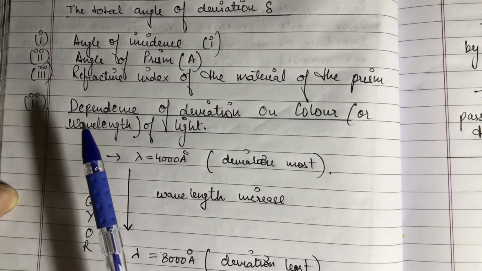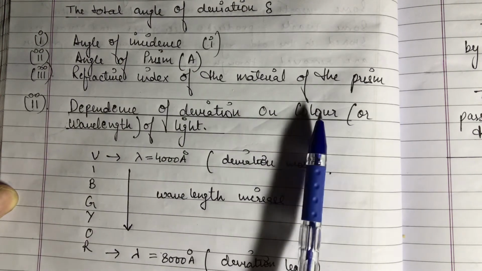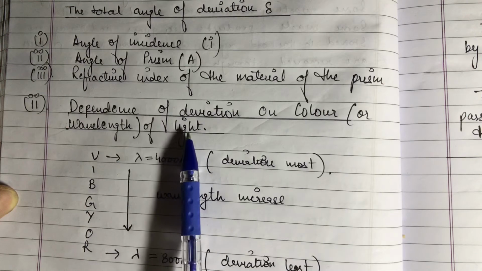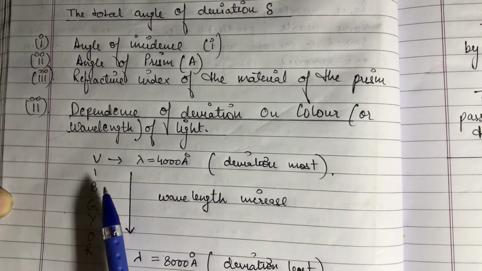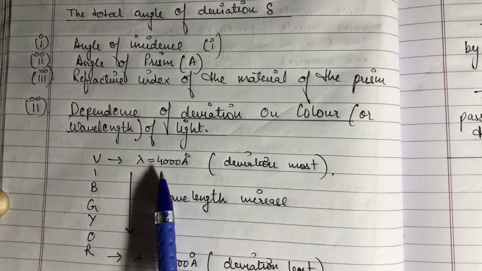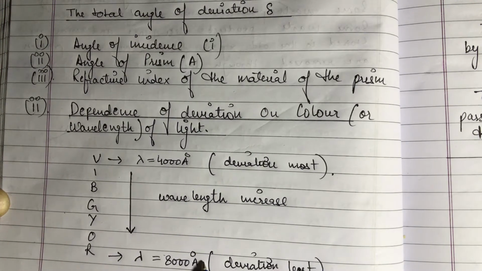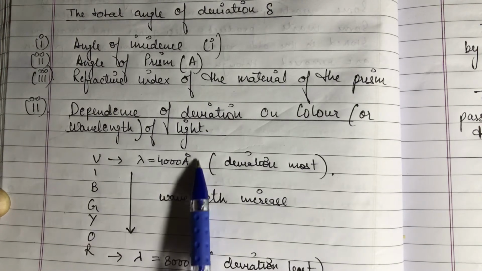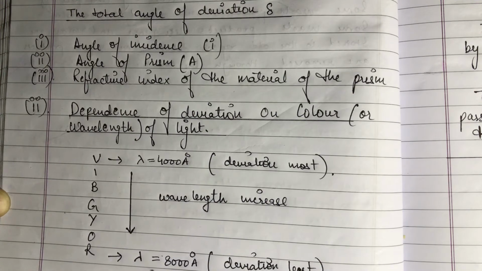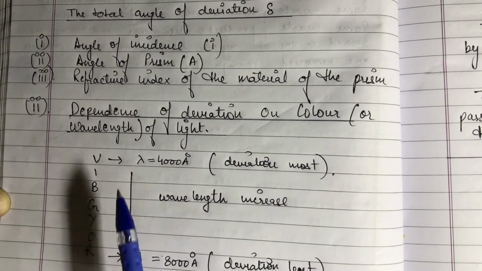Now we'll talk about dependence of deviation on color or wavelength of light. We know this: violet has a wavelength of 4000 angstrom, red has a wavelength of 8000 angstrom. As we go downwards, you can see this is 4000 angstrom and this is 8000 angstrom. The wavelength increases as we go downwards.